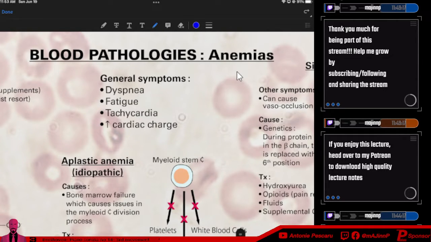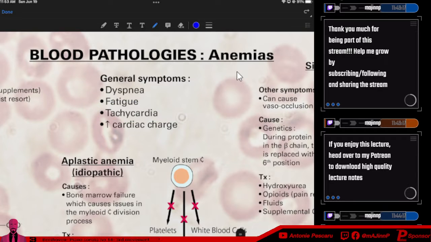General symptoms of these are: you're going to have shortness of breath, or dyspnea, or like difficulty breathing, which is dyspnea. A lot of fatigue because you're not receiving a lot of oxygen, not a lot of energy being produced as well, not a lot of ATP being produced.